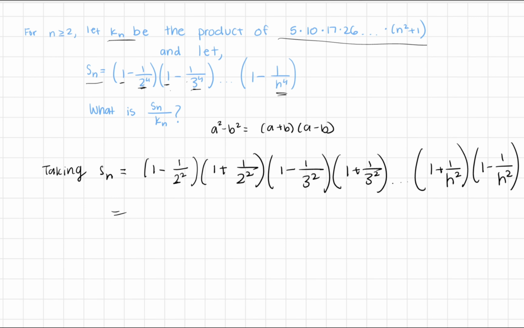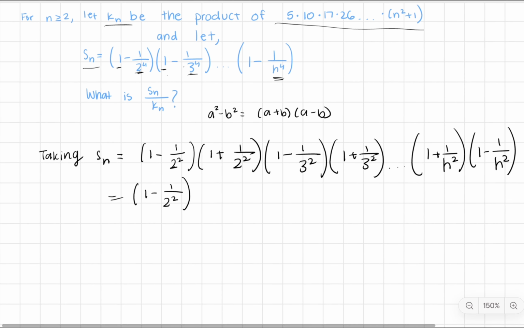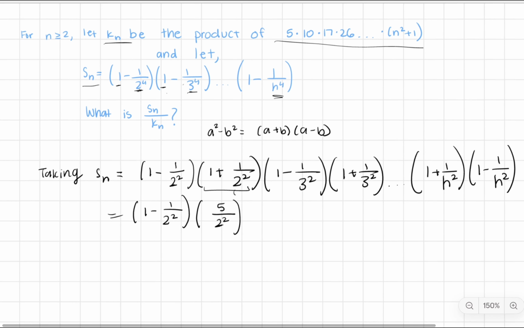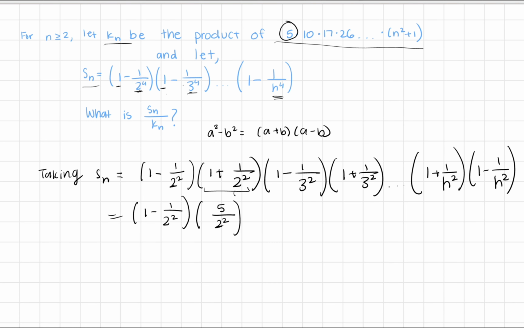In addition, we can further simplify this, but let's just leave this as it is, and you will see why in a moment. It is true we can simplify this, but then we'd be going a little bit off track. So instead, let's simplify the ones with the plus, and you will see why in a second. Once you simplify this, you would get 2 squared plus 1 over 2 squared, so that's basically 5 over 2 squared. You will see that there's a 5 here in S_n, but in K_n we also have a 5, which is the first term.